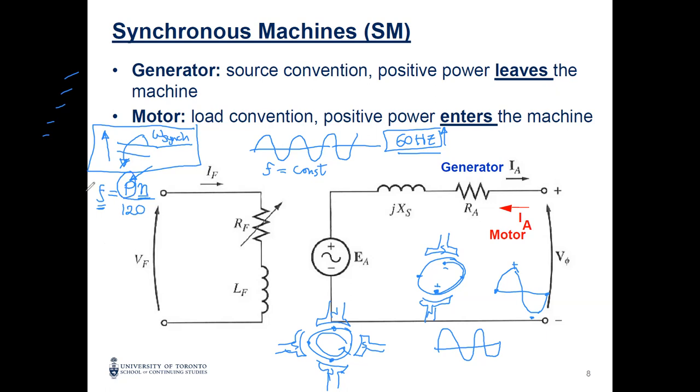So I know that all the machines have the same frequency, 60 hertz, but based on the number of the poles, you will have a certain speed. If your machines have exactly the same number of poles, they should have the same speed to get the same frequency of 60 hertz. By the way, I'm saying 60 hertz because in Canada we have 60 hertz, in the US 60 hertz. Most of the countries have 50 hertz. So it's a different one.